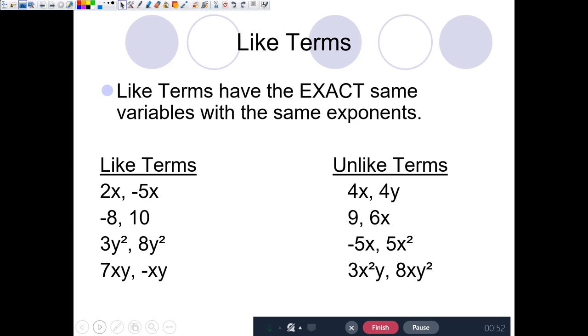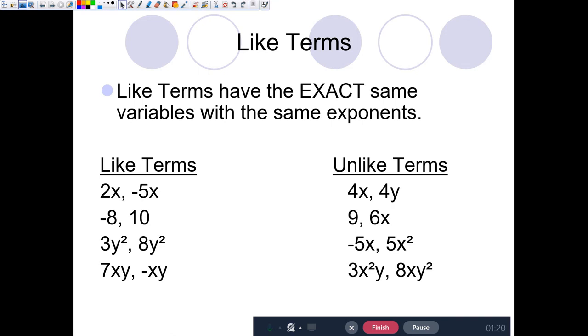Okay. Negative 8 and 10 are like terms because they do not have a variable. Okay? 3y squared and 8y squared are like terms because they have the same variable and the same exponent. Okay? 7xy and negative xy are like terms because they have the same variables, x and y.